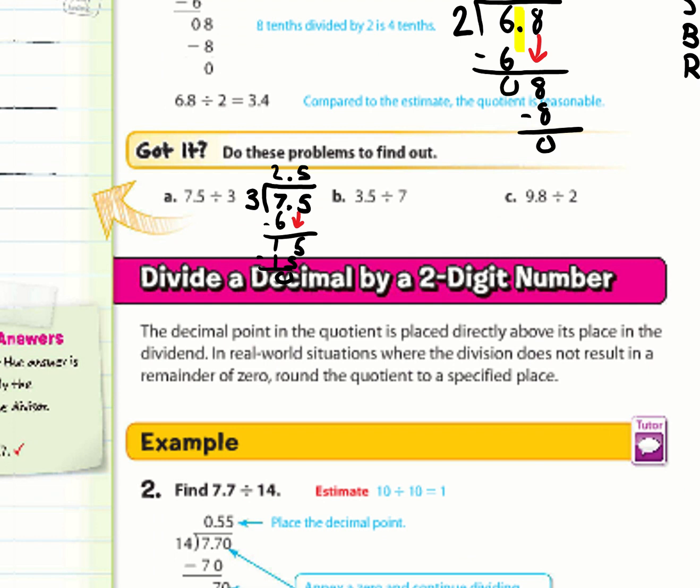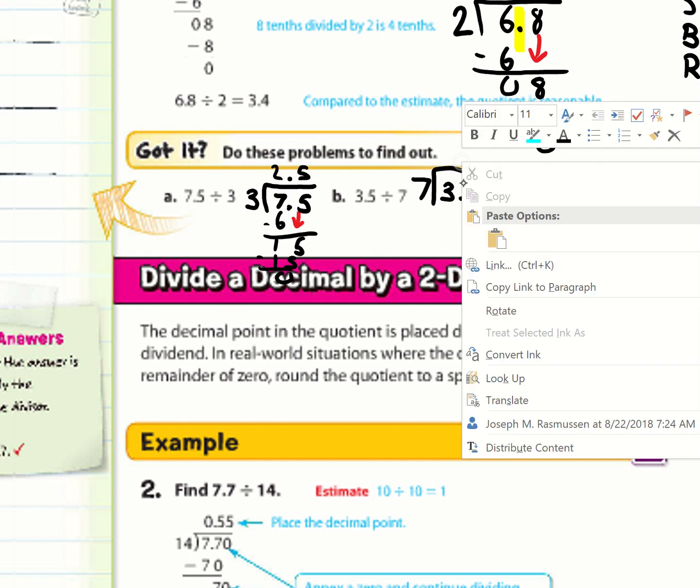For B, I wanted to go in a little bit more detail since this is the first time where if we're doing 3.5 divided by 7, this is the first time where the number, our divisor, is bigger than the dividend. So we're going to move the decimal up from the same spot.